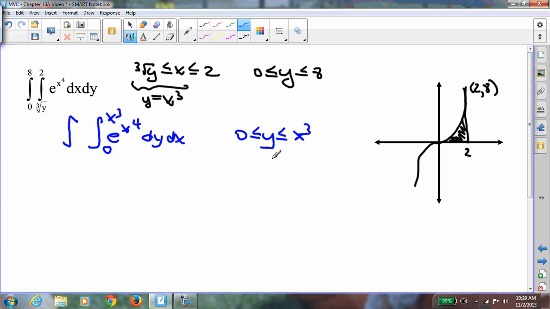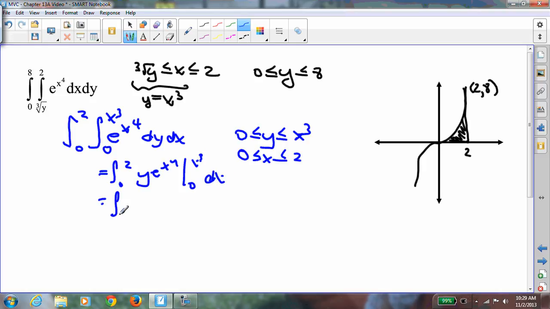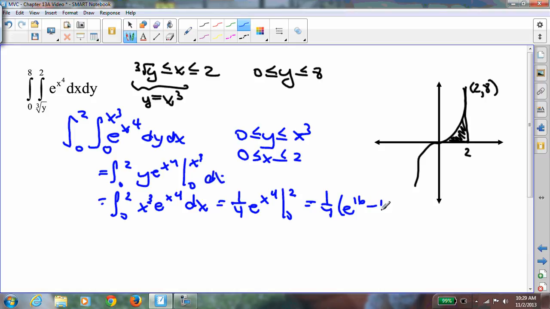dx being on the outside is still the values that x is spanning over this interval. So looking at my graph, x is between 0 and 2. Now you can see this is easy to integrate because if I integrate with respect to y, holding x fixed, I get y e to the x to the fourth, evaluated from 0 to x cubed, dx. Substituting in my bounds, I get the integral from 0 to 2, x cubed e to the x fourth, minus 0. And now we can integrate this very easily with u substitution. So 1/4 e to the x to the fourth from 0 to 2, which is 1/4 (e to the 16 minus 1).